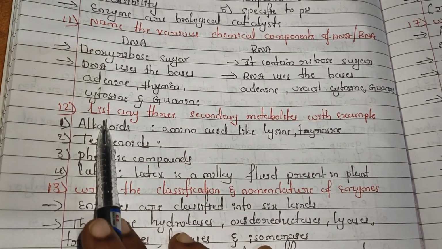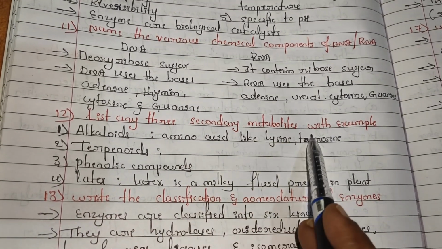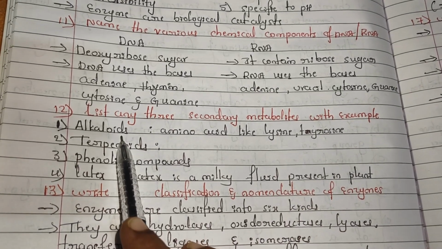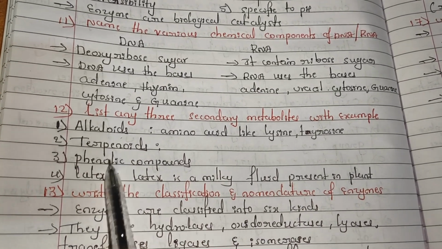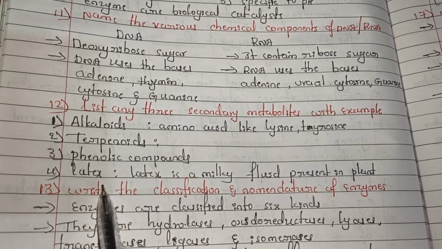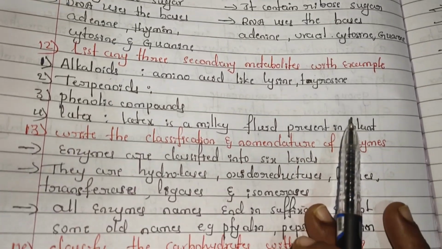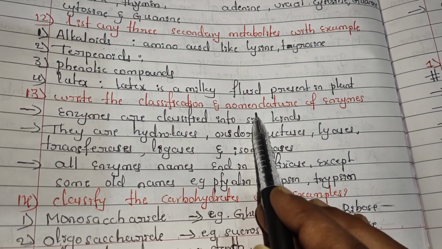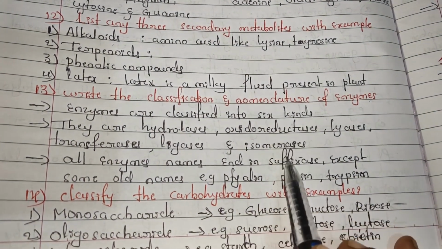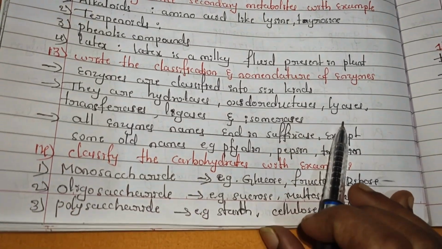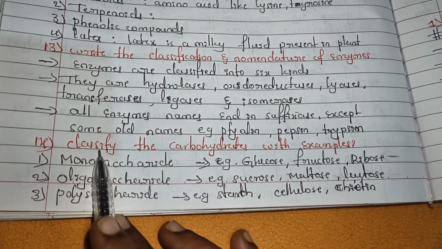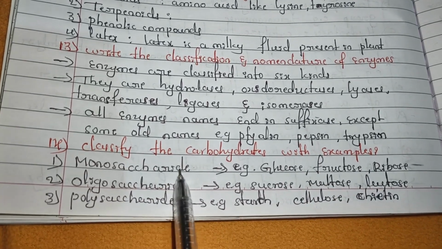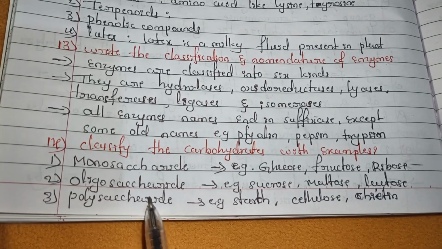And the next question is, list any 3 secondary metabolites with examples. Alkaloids, terpenoids, phenolic compounds, latex. And the next one is, write the classification and nomenclature of enzymes. That is the answer, you can refer to it. And the next question is, classify carbohydrates with examples. That is monosaccharides, oligosaccharides, polysaccharides.